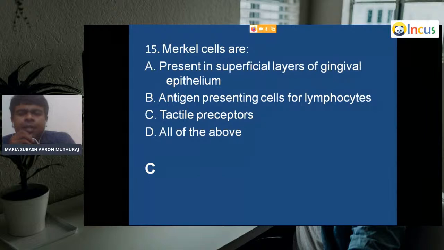Merkel cells are tactile receptors. It is not an antigen presenting cell. Merkel cell is a tactile receptor only. One option they have given is that it is present in the superficial layers. But Merkel cells, as I already told, are present in the deeper layer of the epithelium. Therefore A won't be the option, and B is also not an option, because only the Langerhans cells are antigen presenting cells. Merkel cells are tactile receptors which are present in the deeper layers of the epithelium.